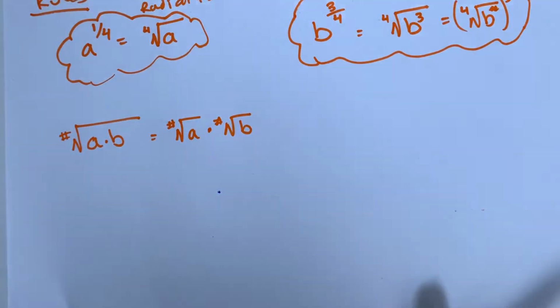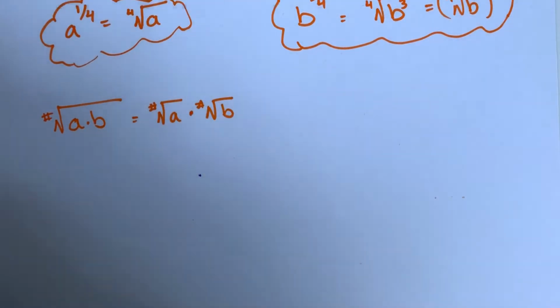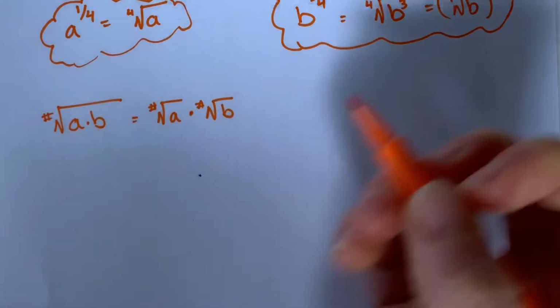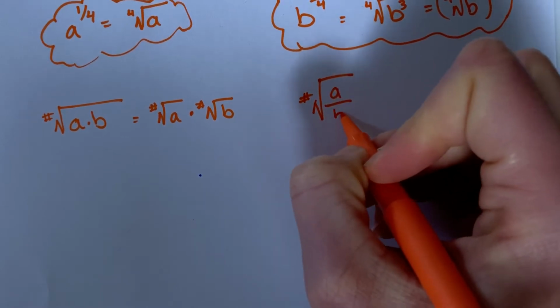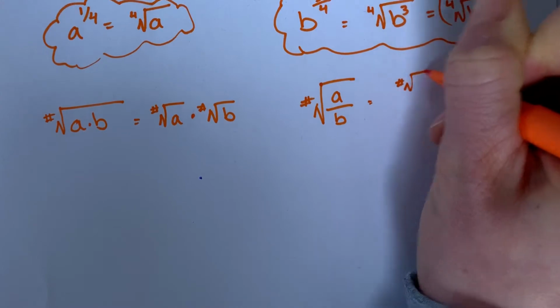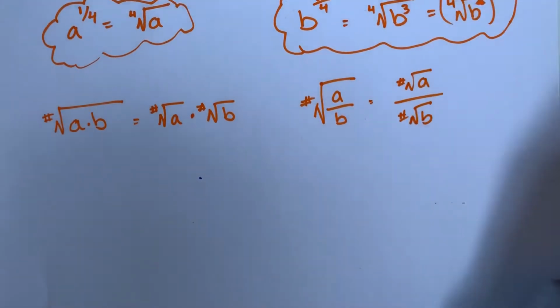Okay, and then we have the last main rule, is this also applies if they're being divided. So we have a radical here and the two things inside are being divided. We can split those up. So the radical 8 and then the radical of b. Okay.